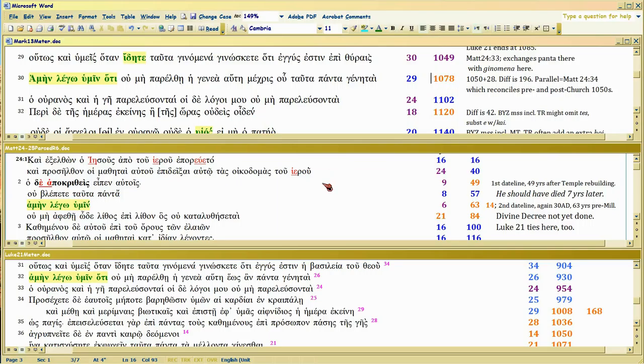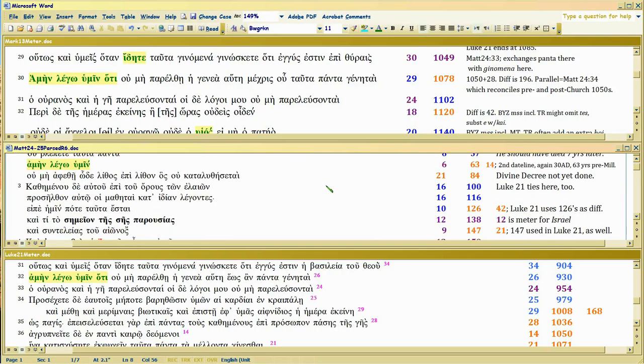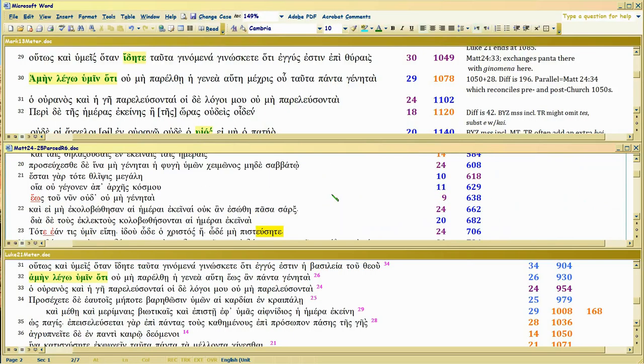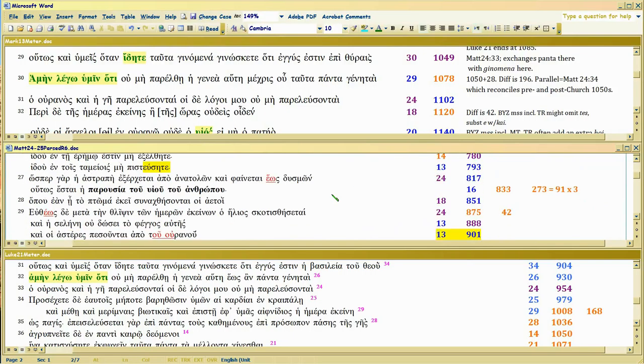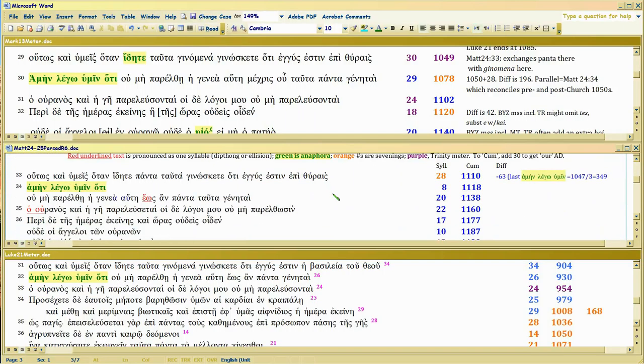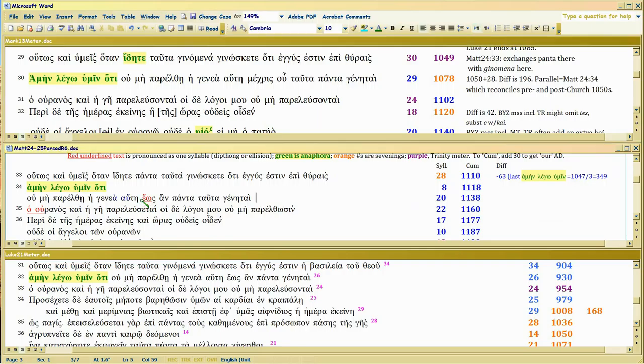Okay, so now since we're talking about the temple still, "amen lego humin" was the first instance. Here we are in the middle with Matthew again. And the same text that you see above in Mark is used right here in Matthew. See? Exact same text, except, see this word mekris? This is so killer. That means until. Eus. One syllable. Also means until.